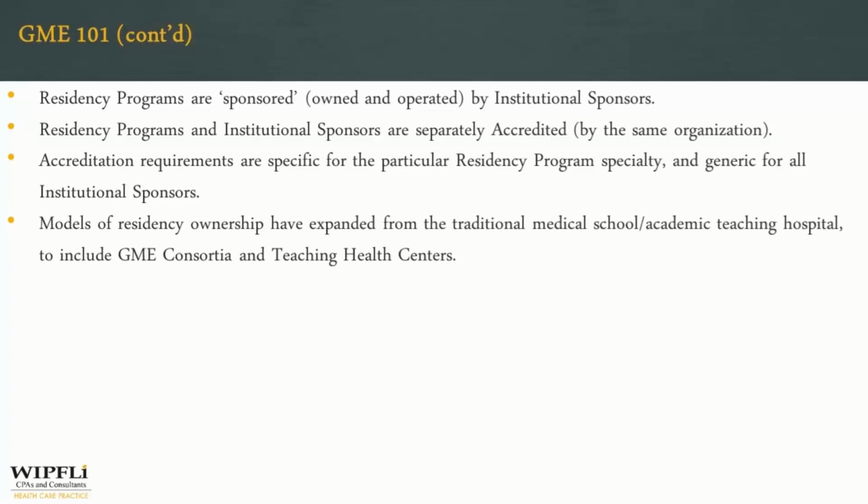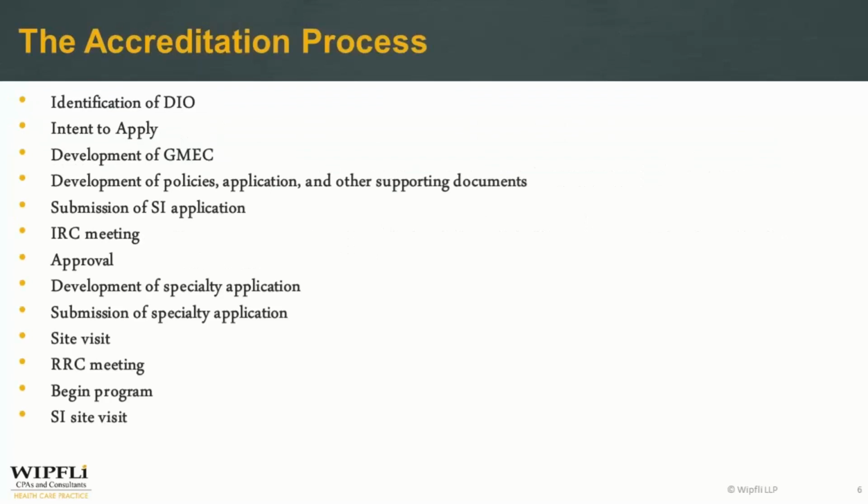Okay, these are the steps. That's not much, right? That's it. Now, there are a lot of sub-steps within this. But you start by identifying what we call a DIO, Designated Institutional Official. I never remember which one it is. Doesn't matter. We all call them DIO.